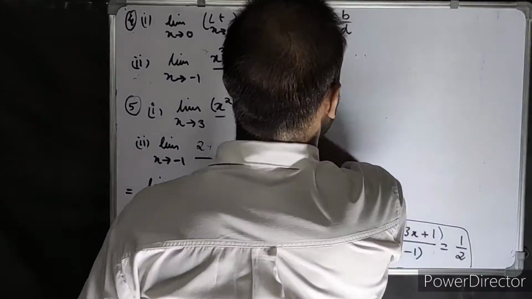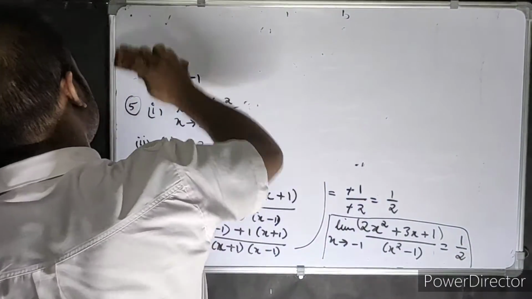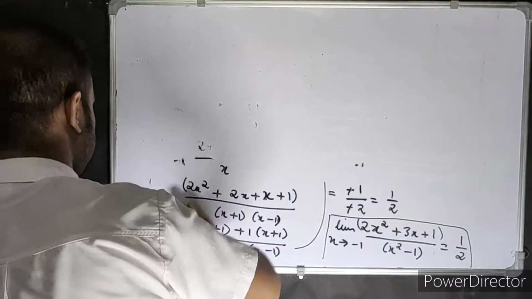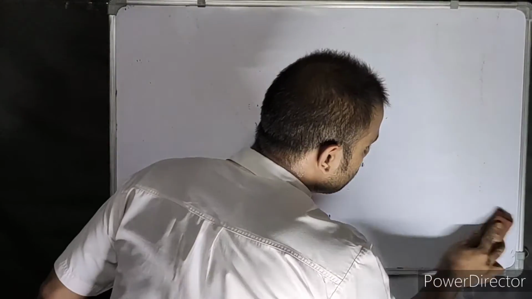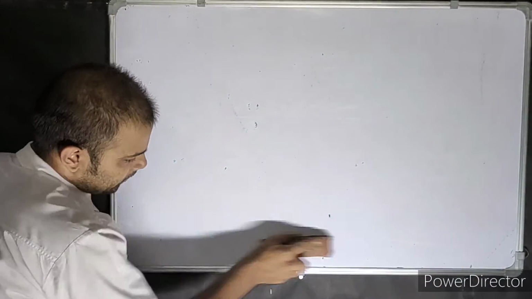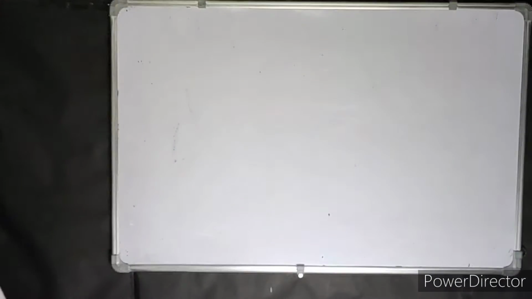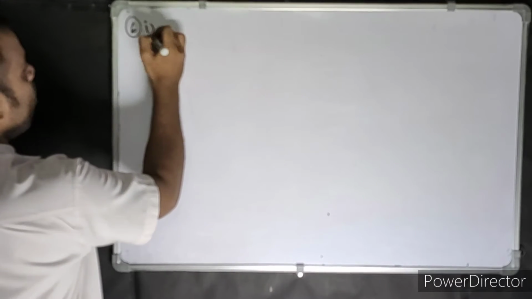Let's go on to the next question. Question number 6, of course. Now, question number 6 is looking like another easy question actually. Question number 6 part 1.